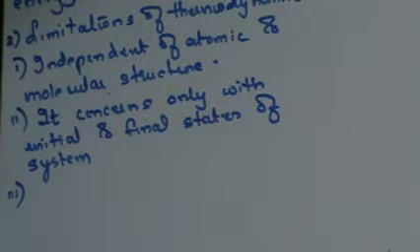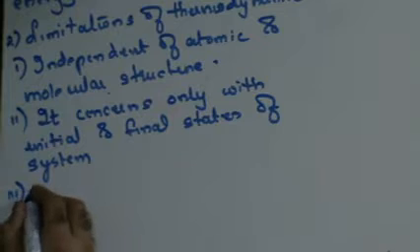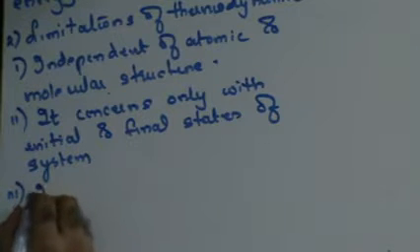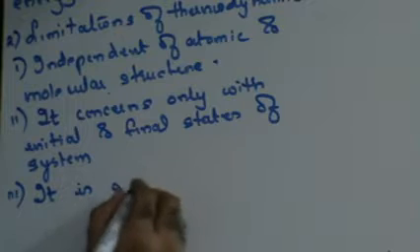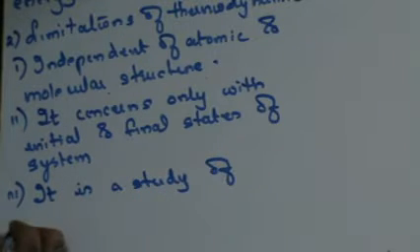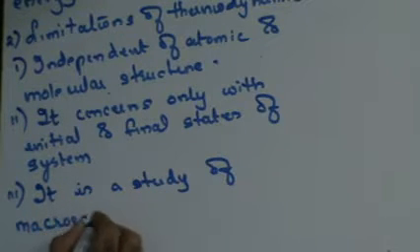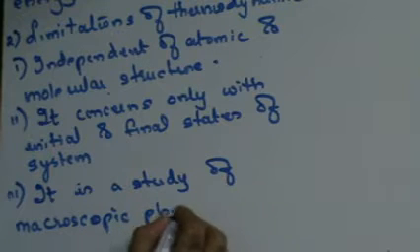Next, thermodynamics is a macroscopic phenomenon. You cannot study thermodynamics of electrons, protons, or neutrons. You can study thermodynamics only of large bodies. You cannot study thermodynamics of microbodies. The theory is not applicable to microbodies. So the third limitation is that it is a study of only macroscopic phenomena.